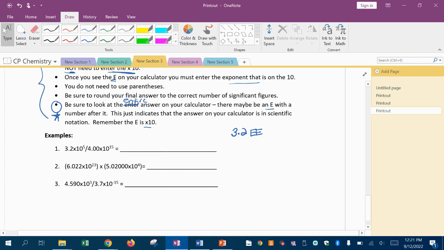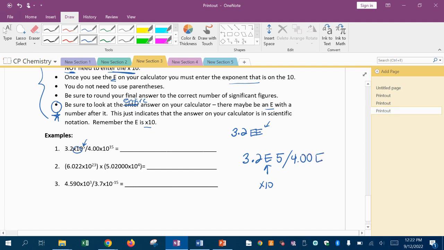So right now my calculator looks like this. That was the button I hit, but my calculator says 3.2, now it says E. Remember that E that's showing on my calculator means times 10. So this times 10 is already done. I just have to put the exponent of 5 in. So we're going to enter 5. Now my calculator says 3.2 E5. Then I'm going to hit my divide sign, so I've got slash on my calculator. I'm going to enter in 4.00.